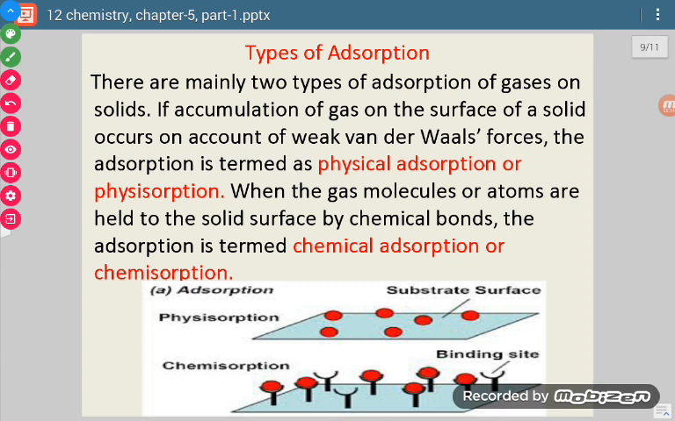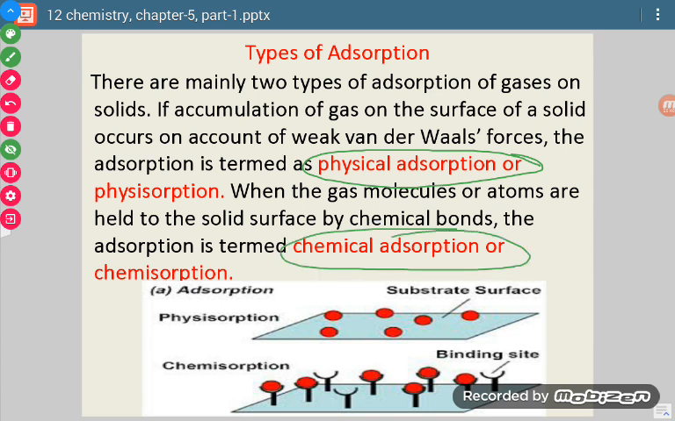Now, how many types of adsorption are there? There are many criteria on the basis of which we give the different types of adsorption. Here at present we are going to categorize adsorption on the basis of attractive forces. So, on the basis of attractive forces, this can be categorized into two categories: physical adsorption and chemical adsorption. Physical adsorption is also written as physisorption. Chemical adsorption is also written as chemisorption. Okay. Now, what is the difference?